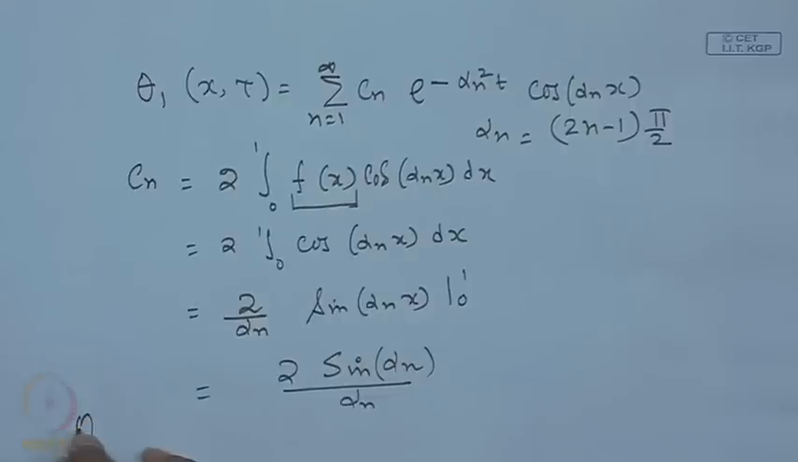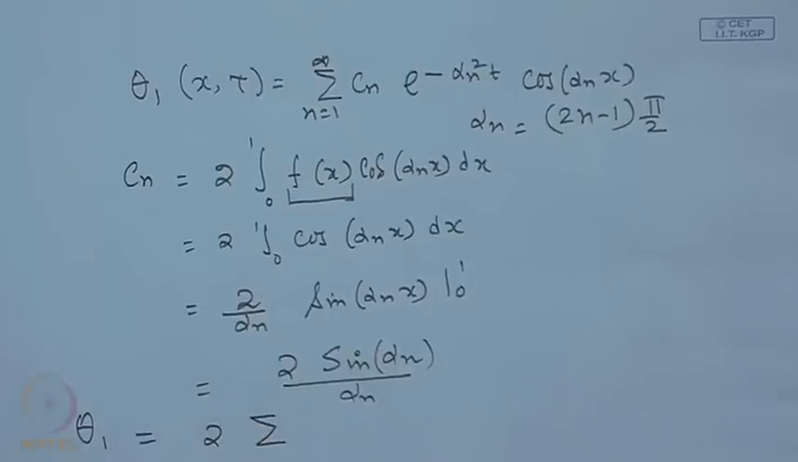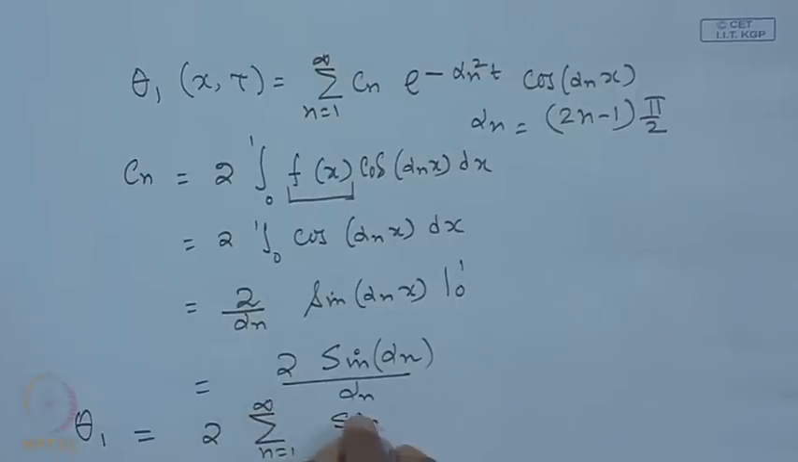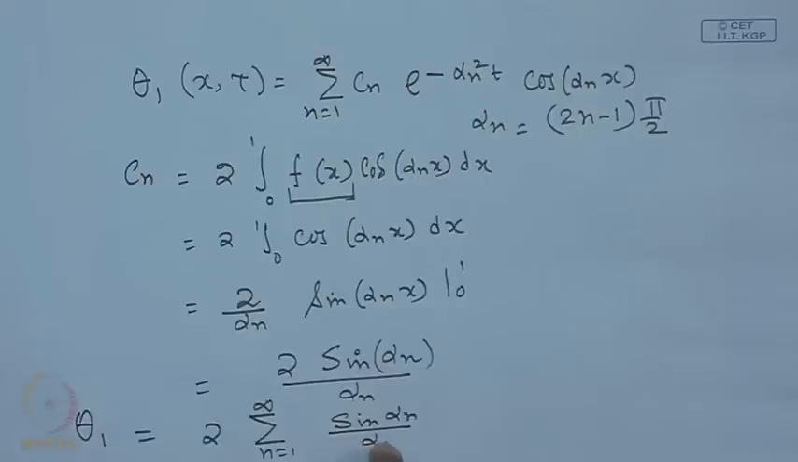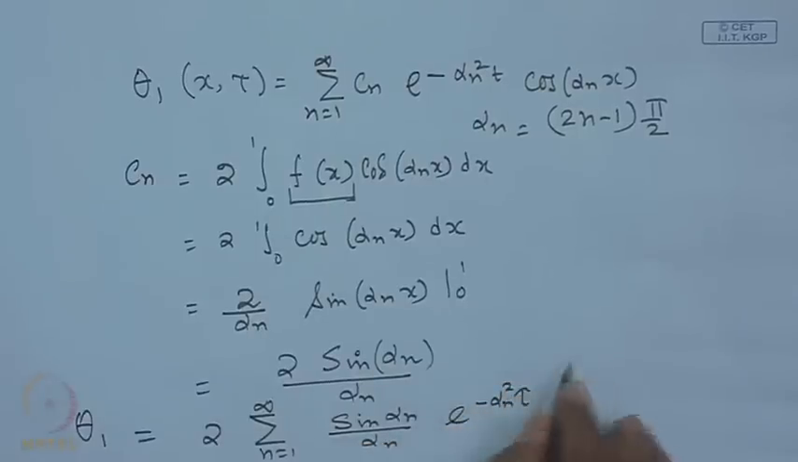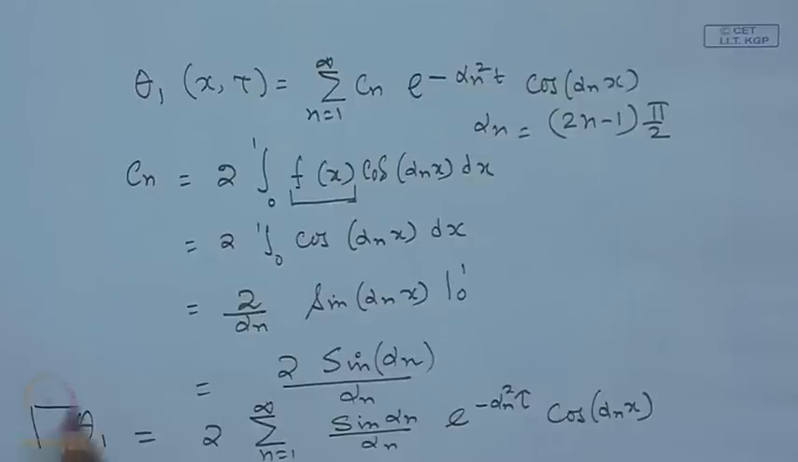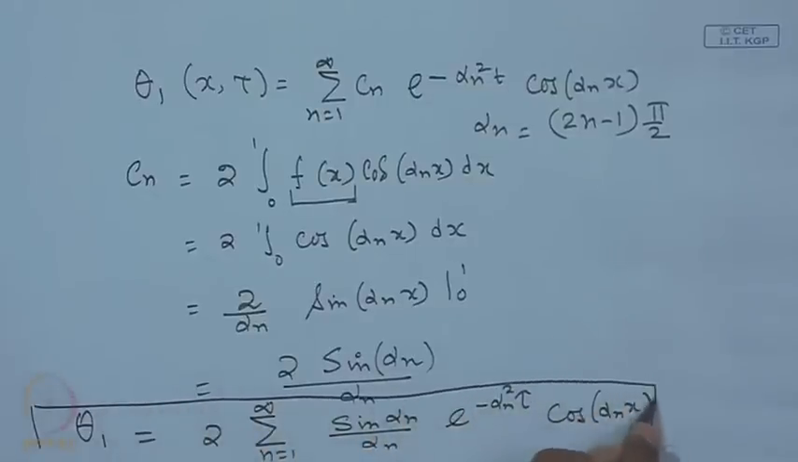So, the complete solution of the first part θ1 is nothing but 2 times the summation from n equal to 1 to infinity of sin α_n divided by α_n e to the power minus α_n squared τ cosine α_n x. So, that is the complete solution of the θ1 part.